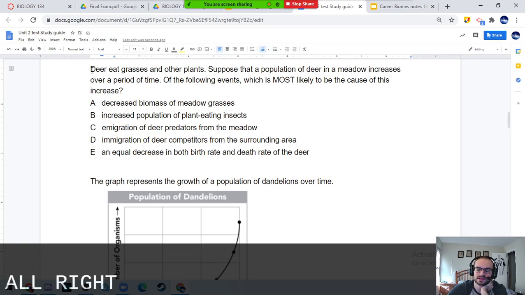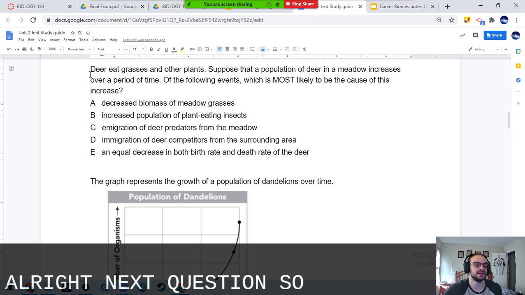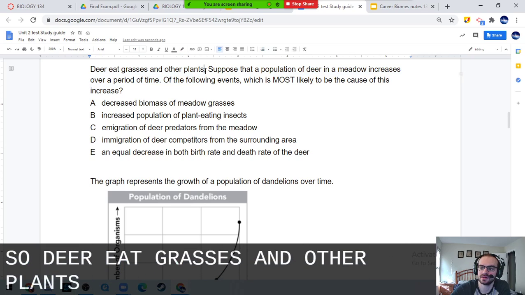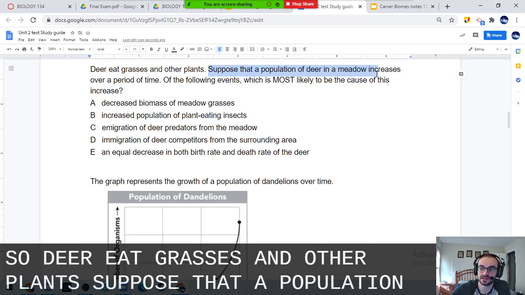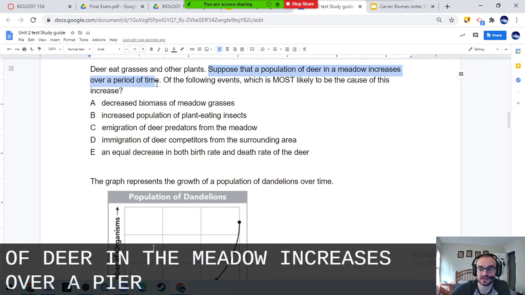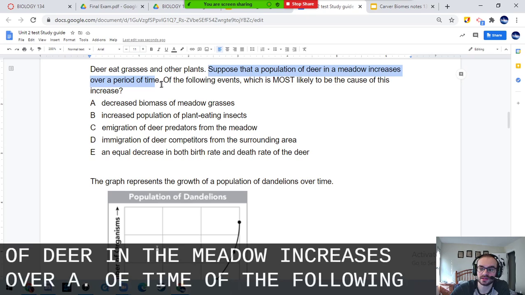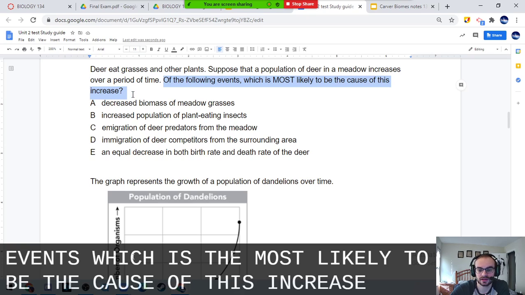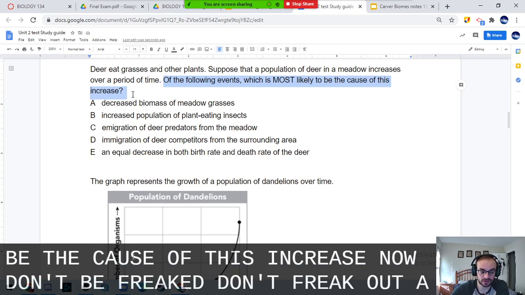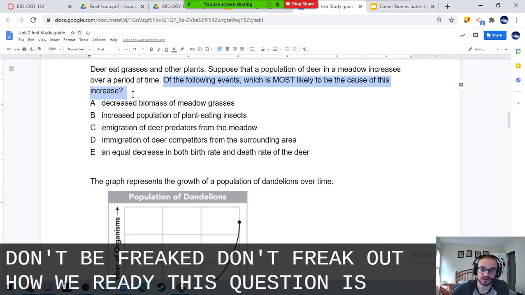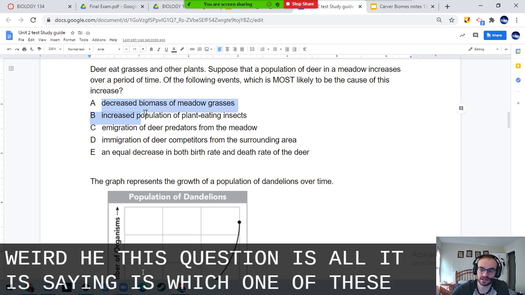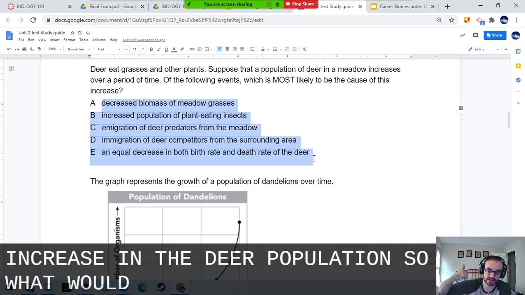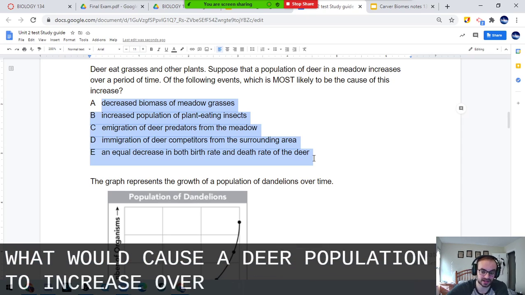All right. Next question. So deer eat grasses and other plants. Suppose that a population of deer in the meadow increases over a period of time. Of the following events, which is the most likely to be the cause of this increase? Now, don't freak out at how wordy this question is. All it is saying is which one of these answer choices would cause an increase in the deer population. So what would cause the deer population to increase over time?